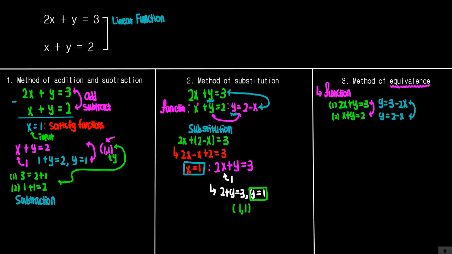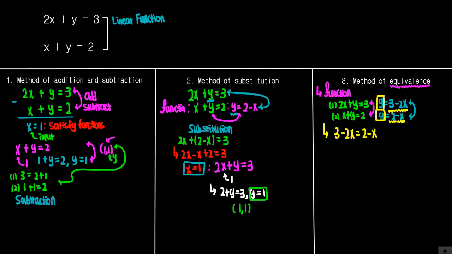Now it's time for us to apply our method of equivalence. Since this one is y and this one is also y, eventually 3 minus 2x and 2 minus x are the same because they're both y. And this is the method of equivalence. So we can make 3 minus 2x exactly the same as 2 minus x.